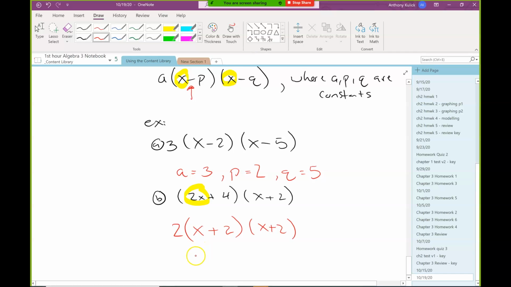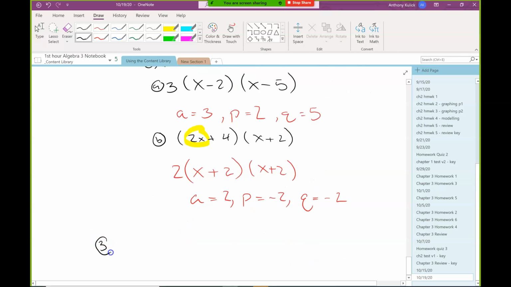Okay. So what is our value for A, for P, and for Q in this one? A is 2, good. P is negative 2, and Q is negative 2 also. Does that feel okay there, guys? Good. All right.